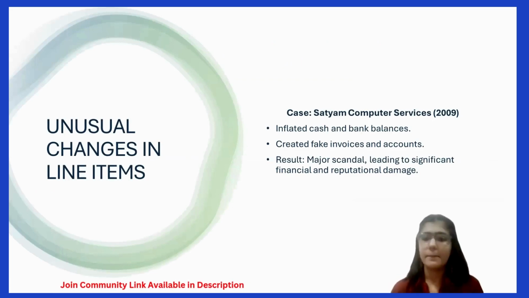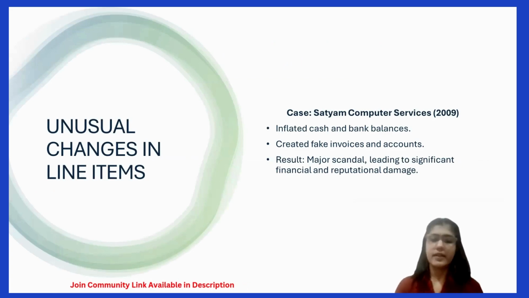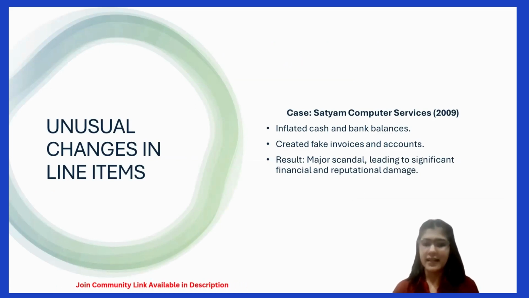So now comes the classic example of the Satyam Computer case. It was a major example of unusual changes in items. It was involved in a major scandal when the founders confessed to inflating the company's cash and bank balances. They created fake invoice accounts and significantly distorted their financial statements. This manipulation also led to severe financial and reputational damage, resulting in them losing market price and market share, and they eventually had to disclose everything. It also highlights the importance of scrutinizing sudden and unexplained changes in the financial items.